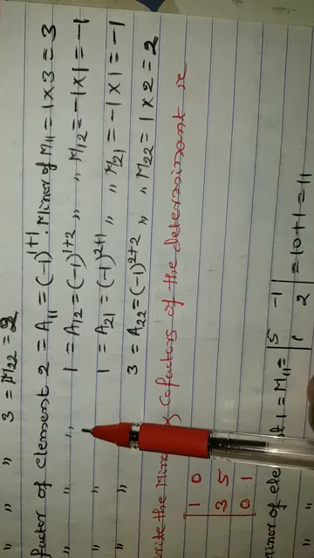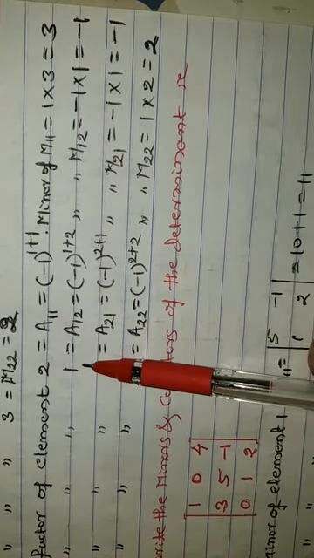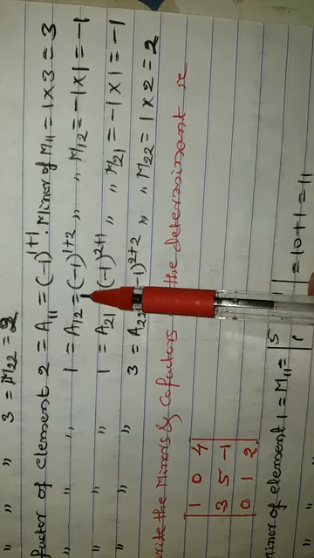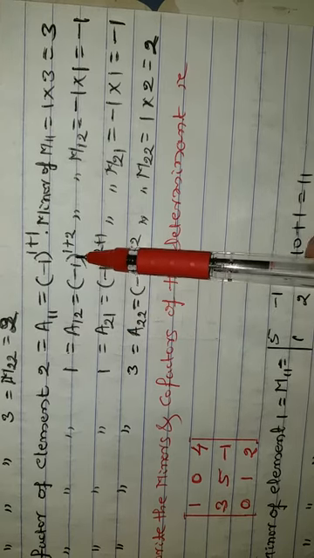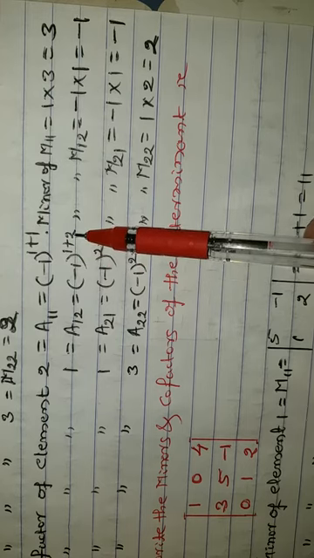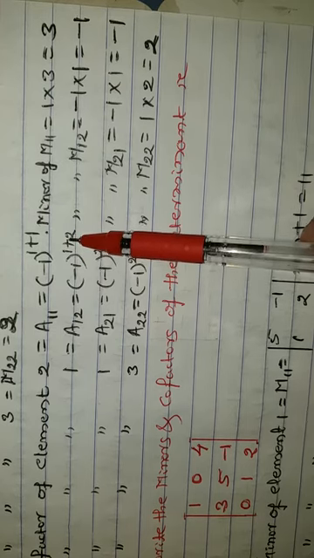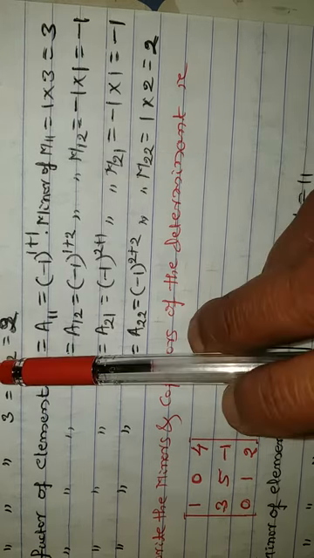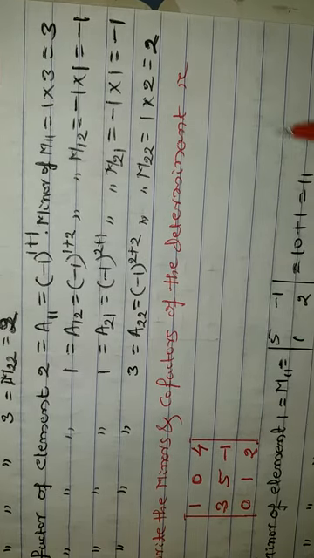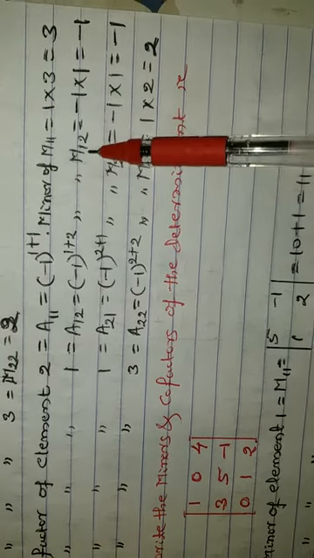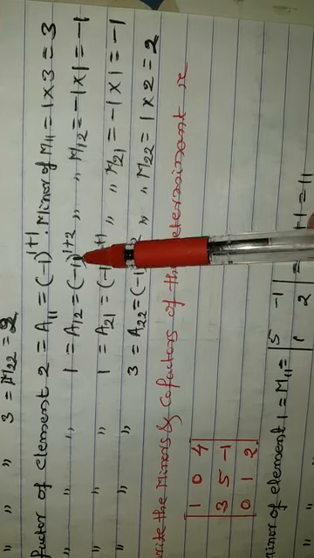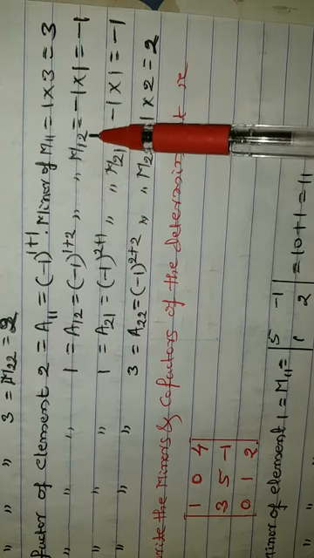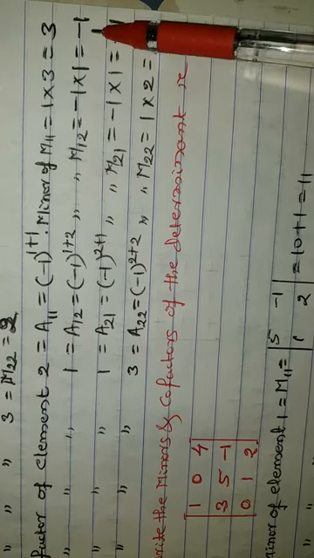And the cofactor of the element 1 in the A12 position, capital A12, equals minus 1 to the power of first row plus second column, into the minor of the 12th element. The minor of the 12th element is 1, which we already found. Hence, minus 1 to the power 3 equals minus 1, into 1, that equals minus 1.